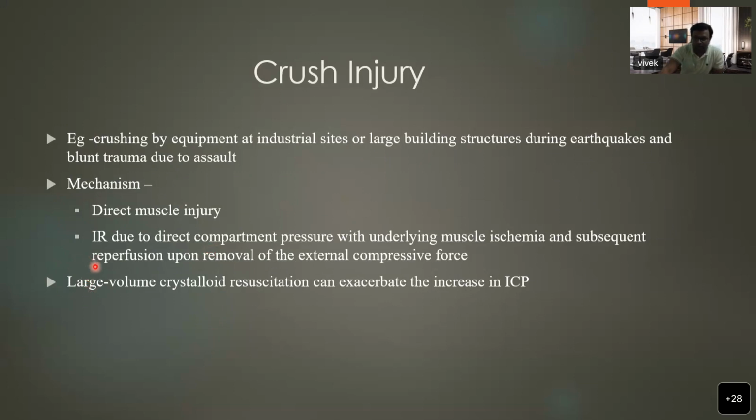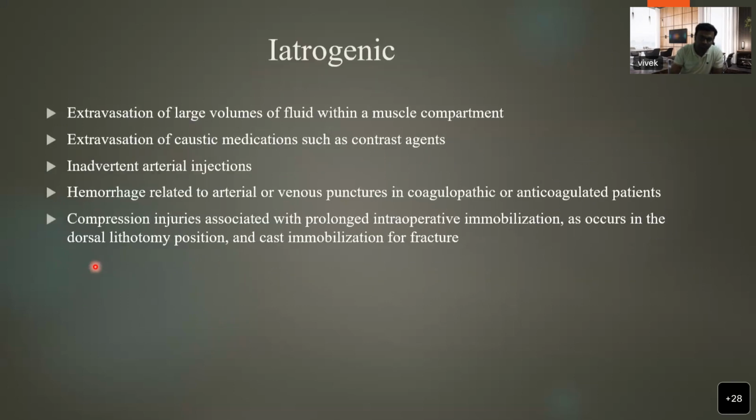Large volume crystalloid resuscitation can exacerbate the increase in intracompartmental pressure as well. Coming to iatrogenic causes of compartment syndrome: extravasation of large volumes of fluid within a muscle compartment, or extravasation of caustic medications such as contrast agent, or inadvertent arterial injections. These basically lead to a collection of fluid in a particular compartment and eventually lead to compartment syndrome. Another example is hemorrhage related to arterial or venous punctures in coagulopathic or anticoagulated patients.